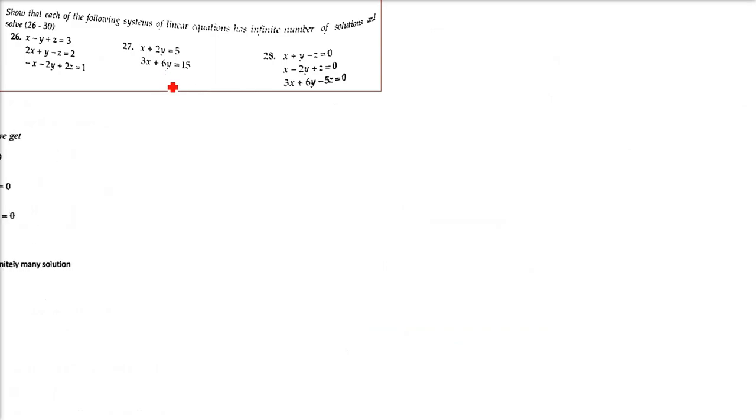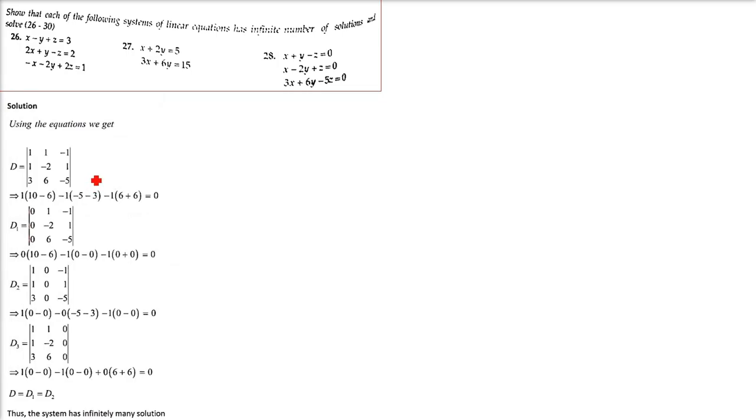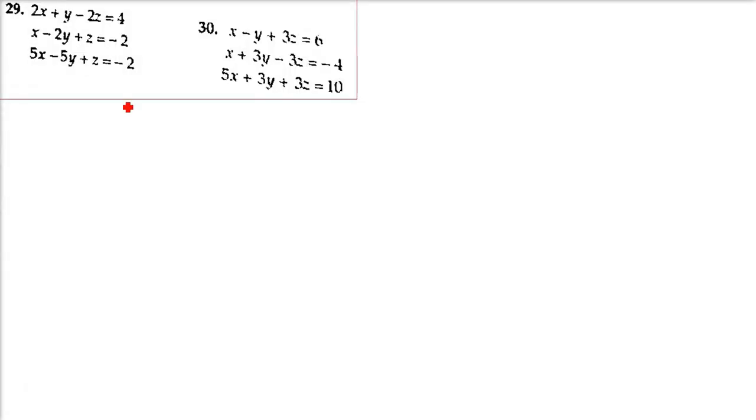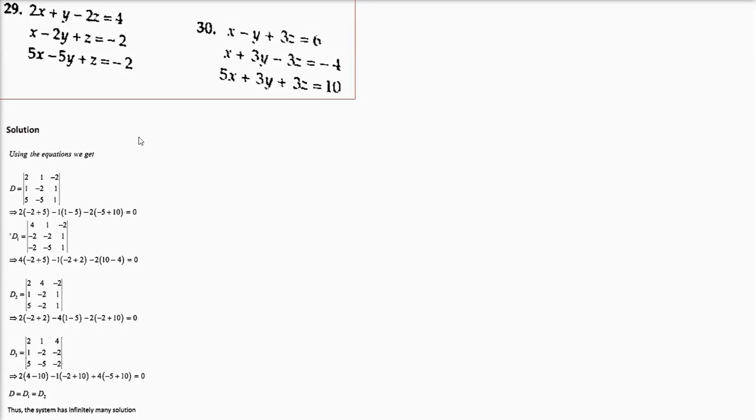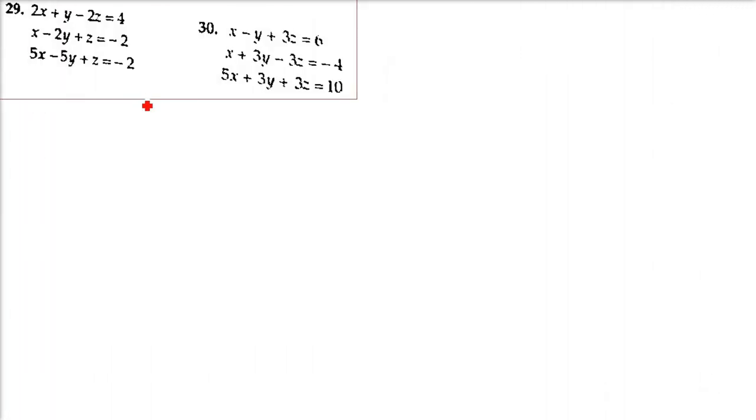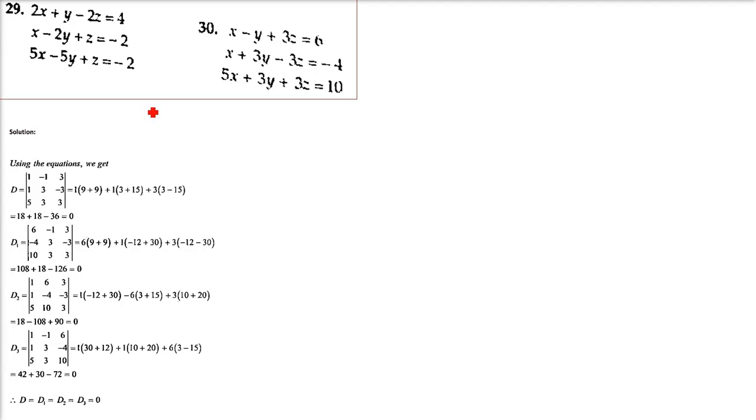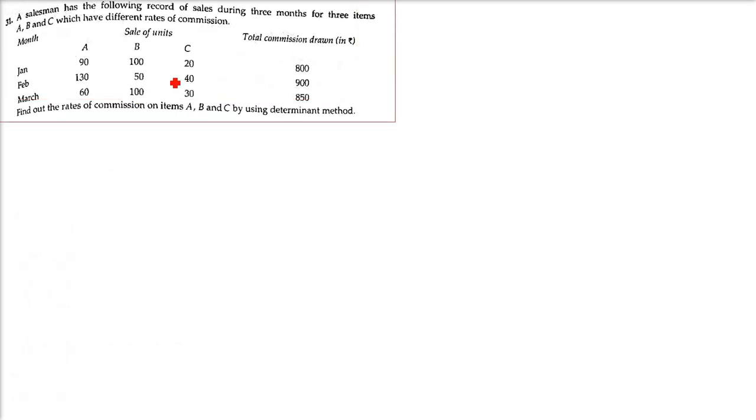Same here. I hope you'll be able to solve the 27th and 28th questions also. All of them 0, infinite number of solutions. This also you'll be able to do. Same thing, just see that all the determinants D, D1, D2, D3, D4 are coming as 0. If it is 0, then we can say that it is an infinite solution. So you just try to do it. I'm just giving you the reference of the answers, but you need to try it by yourself.